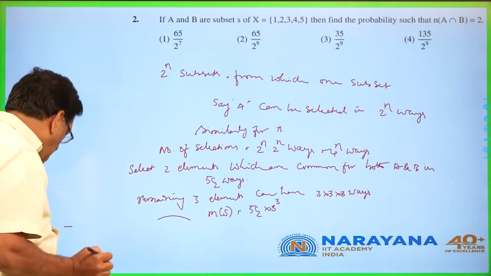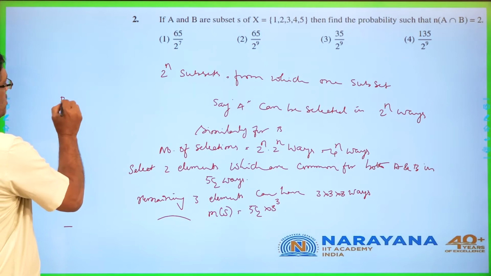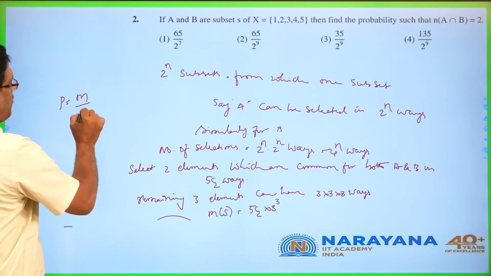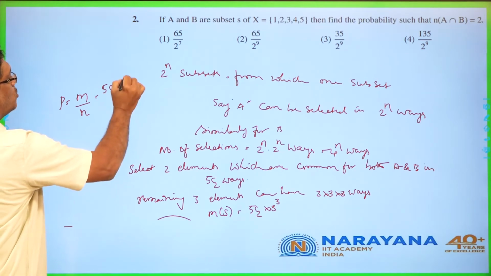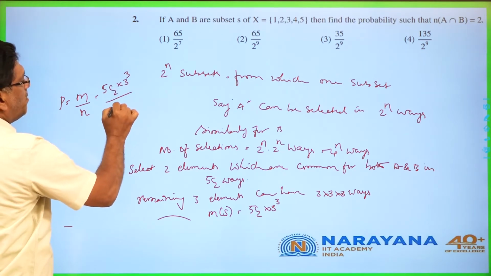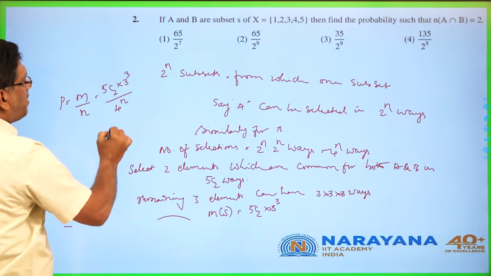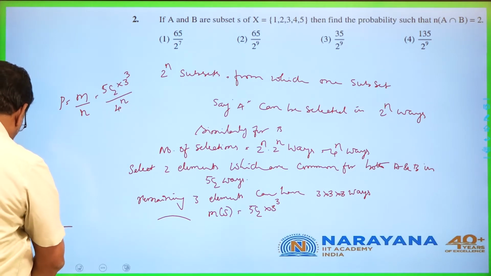You know that probability is favorable by total. Favorable is 5C2 into 3 cube by total, which is 4 power n. Of course, it is 4 power n.